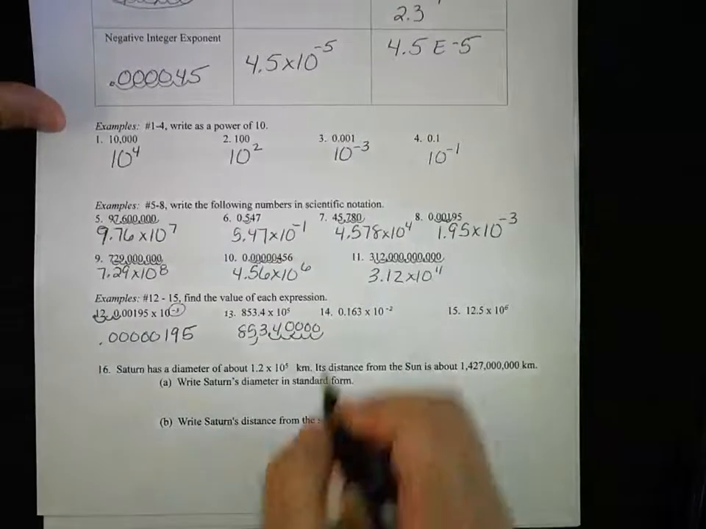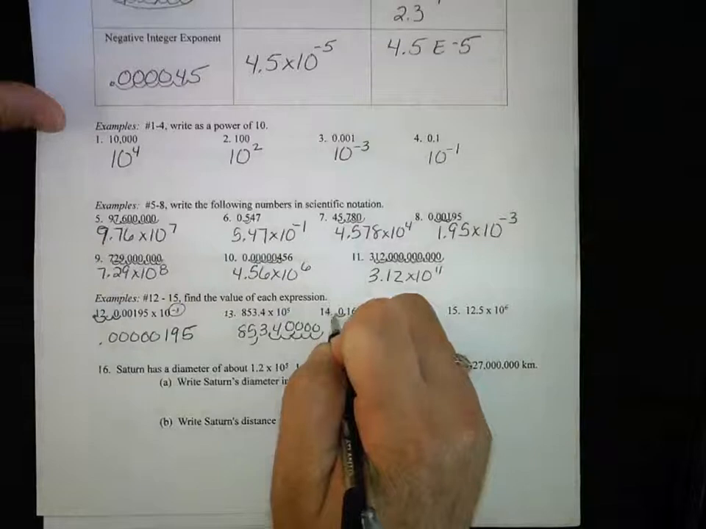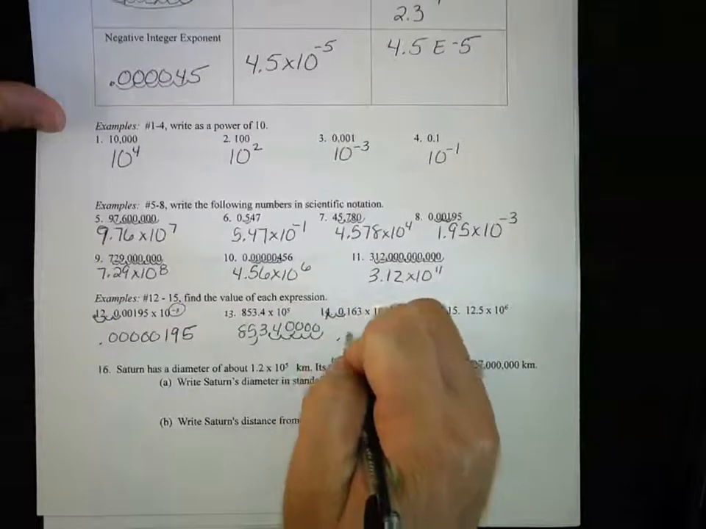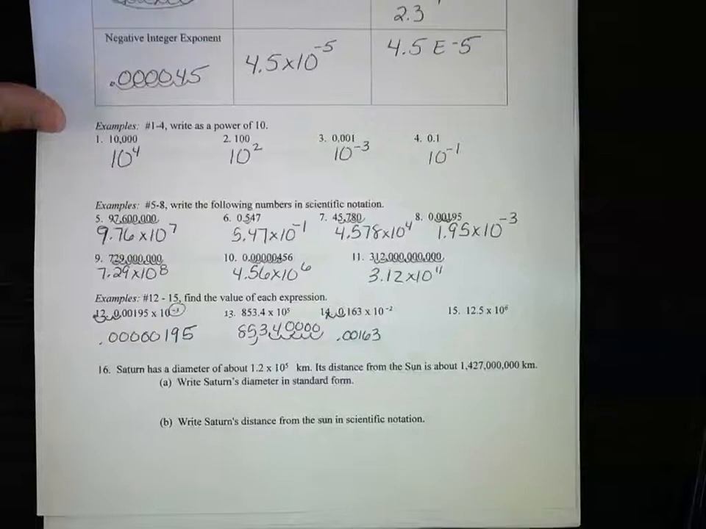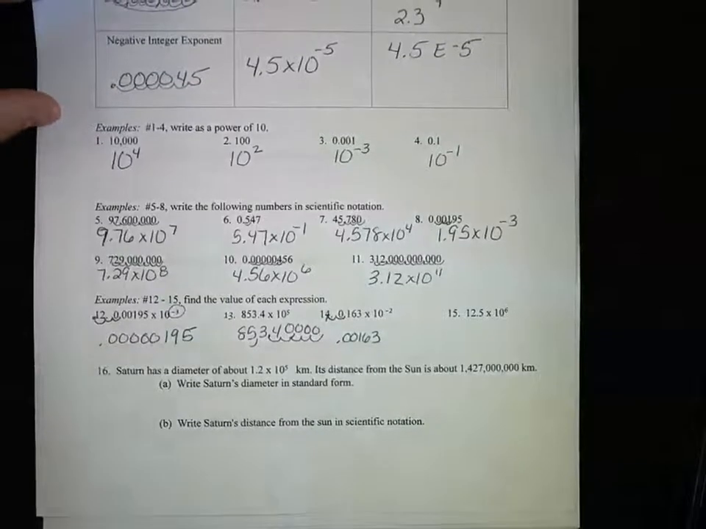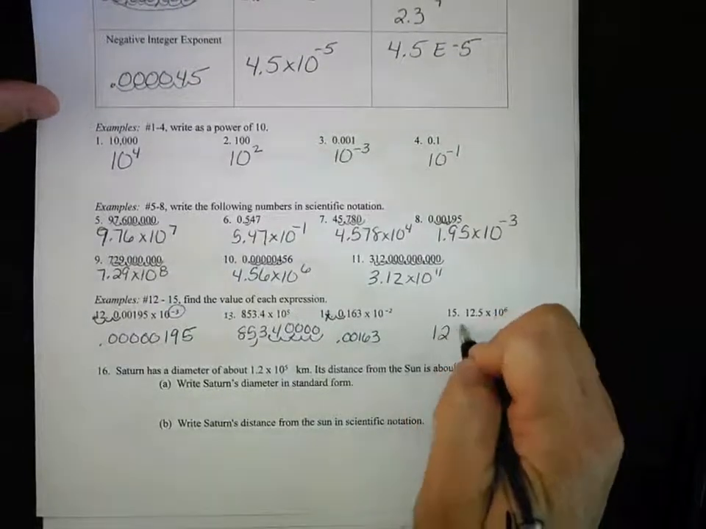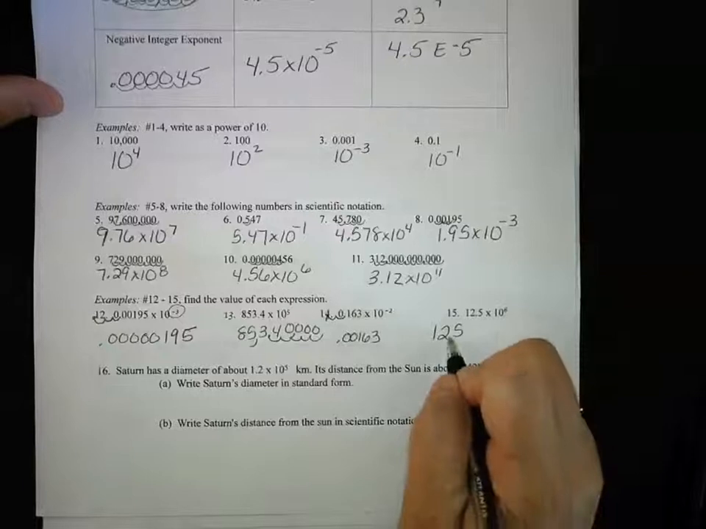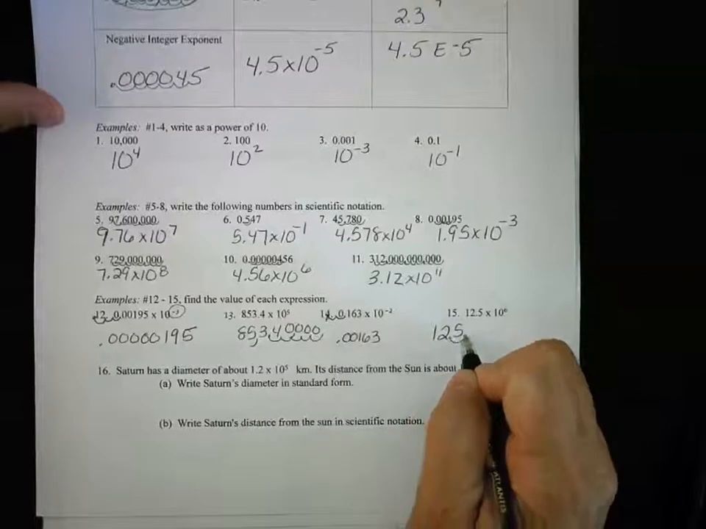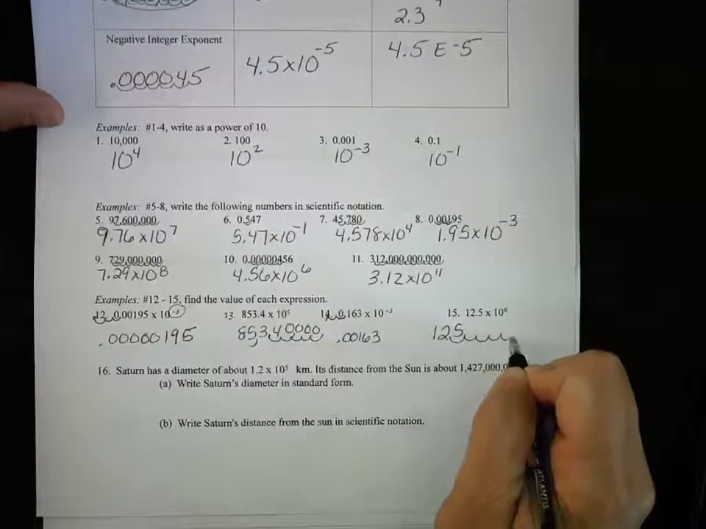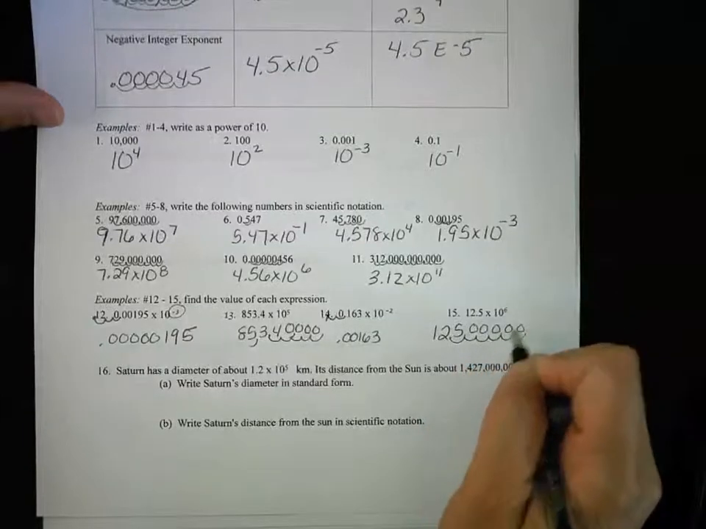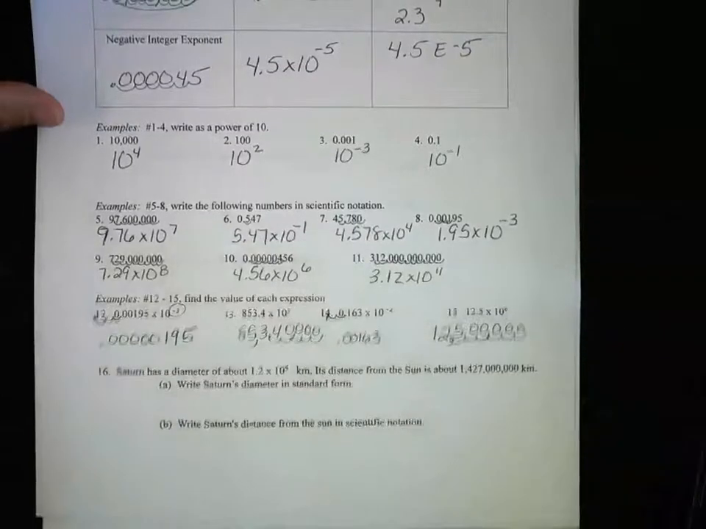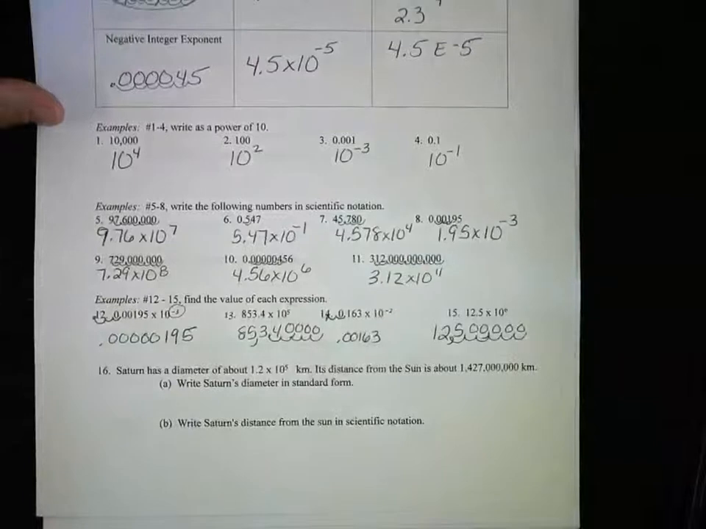14, -2. So we move our decimal point 2 places to the left. And 15, we have to move our decimal point 6 spaces to the right. It was right here. 1, 2, 3, 4, 5, 6. Draw these little wavy things. And there's our answer right there, 12,500,000.